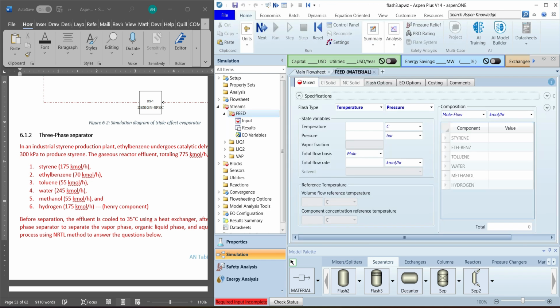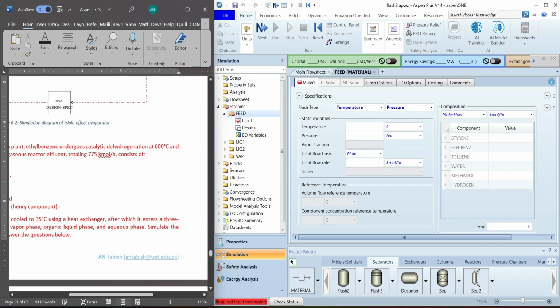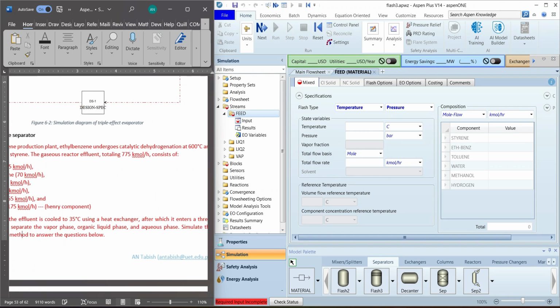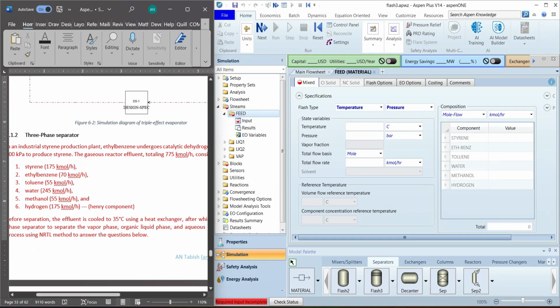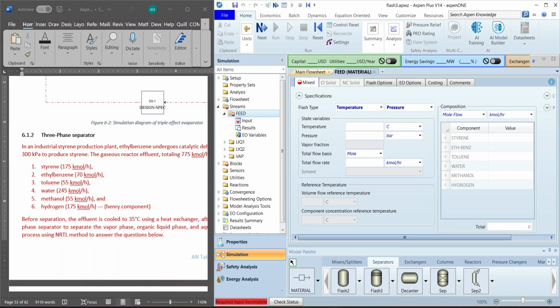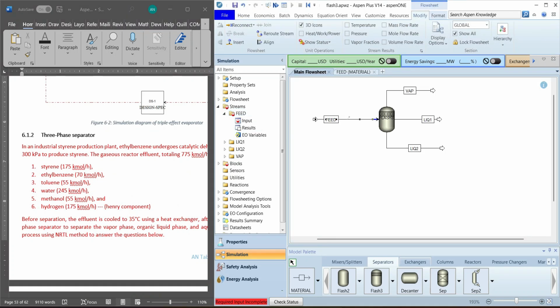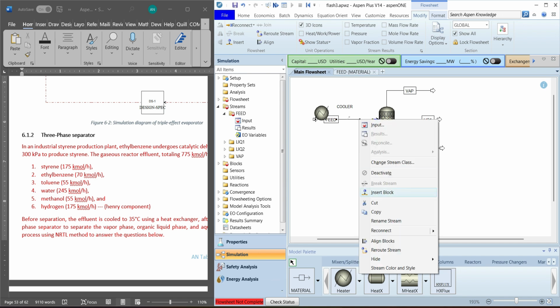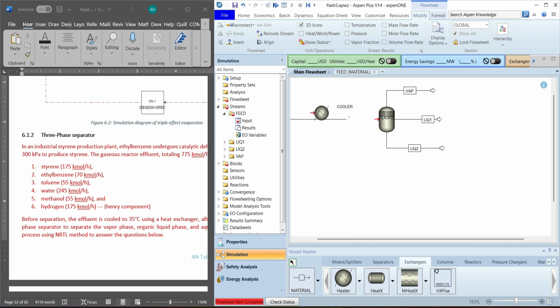For the feed, the conditions are 600 degrees Celsius and 300 kilopascals. Since we are asked to simulate this case at 35 degrees Celsius, before the feed we have to have a cooler block. So let's rearrange the flow sheet and install a cooler block. We can reconnect this feed stream from Flash2 to the cooler block and take a new stream from the cooler to the Flash3.